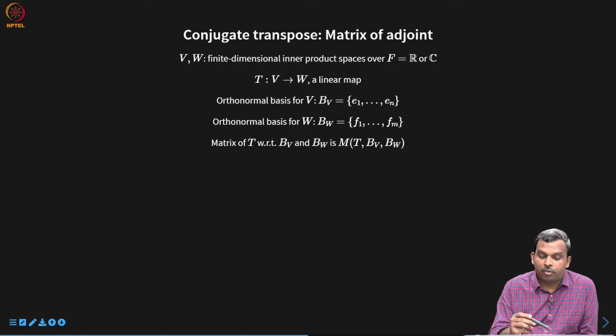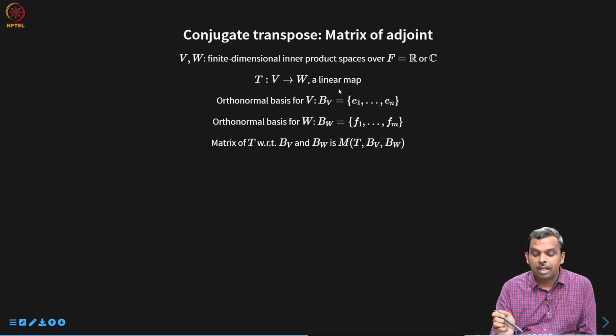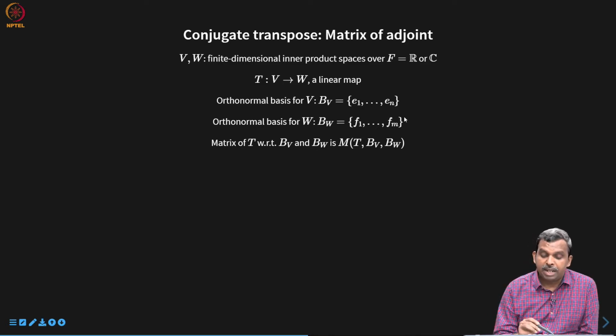Once again, we have two finite dimensional inner product spaces and a linear map T from V to W, and we have two orthonormal bases, one for V and one for W. I've used N and M as the dimensions. The matrix of T with respect to BV and BW we will denote as M(T, BV, BW), just to say V has basis BV, W has basis BW, and then the matrix M represents this operator T with respect to those two bases.